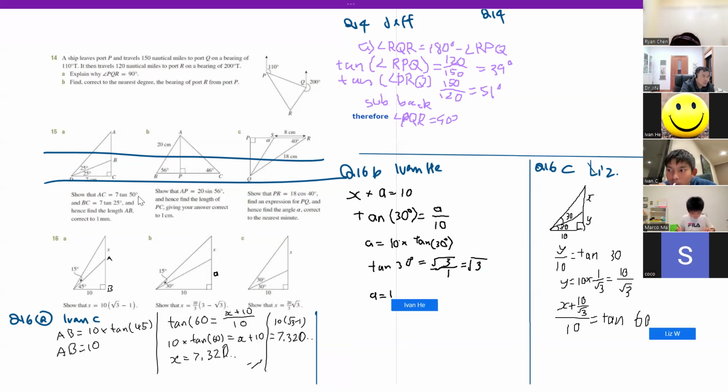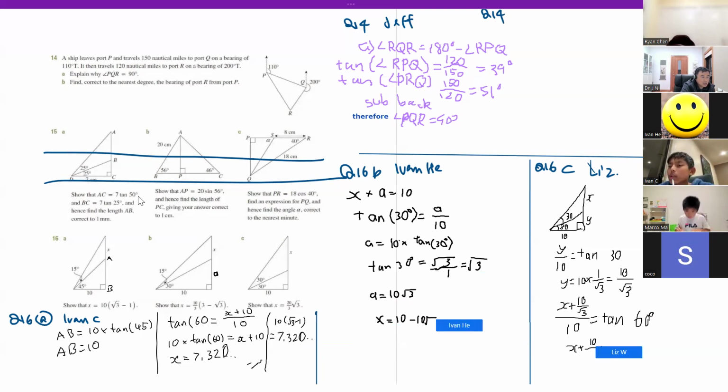Ivan C. I feel, okay. Maybe you're right. I'm just looking at a different question. All right, x plus 10. That makes sense. So the x, yeah, you're not allowed to use decimals, Ivan. You need to calculate the exact value. How would you do that? Tangent 60.